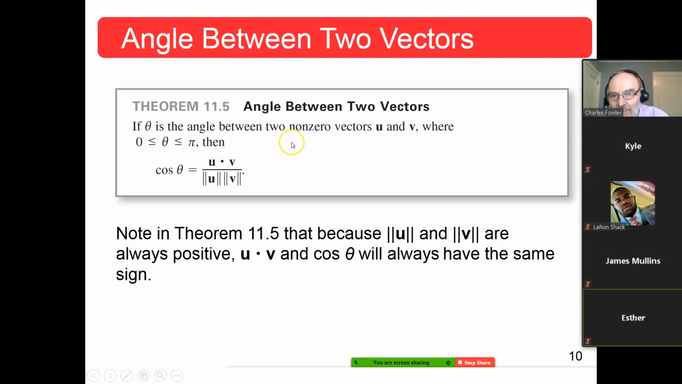If theta is the angle between two non-zero vectors u and v, and theta is somewhere between 0 and pi, in other words, between no angle between them and 180 degrees, okay? We're not going anything past that. Then here's another definition or use of the dot product. The cosine of the angle in between those two vectors is the quotient of the dot product of those two vectors divided by the magnitude of each of those vectors. That's the cosine of the angle in between.